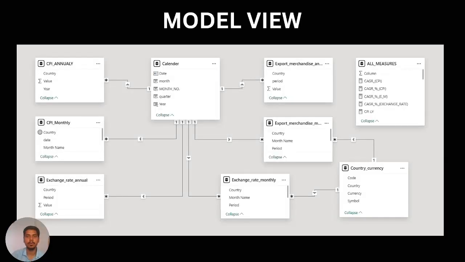This is our model view. Model view consists of 8 tables: CPI annually, CPI monthly, exchange rate annually, exchange rate monthly, country currency, export merchandise monthly, export merchandise annually, and lastly we have a calendar table.